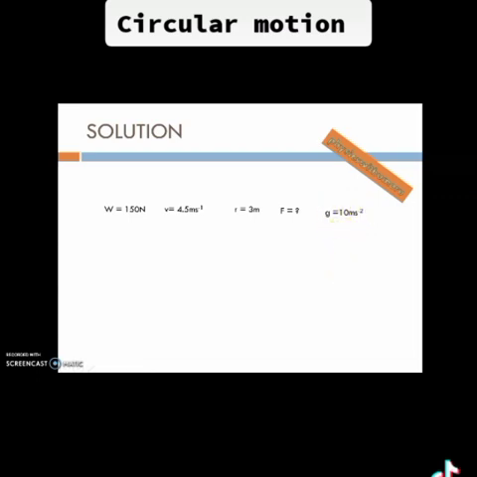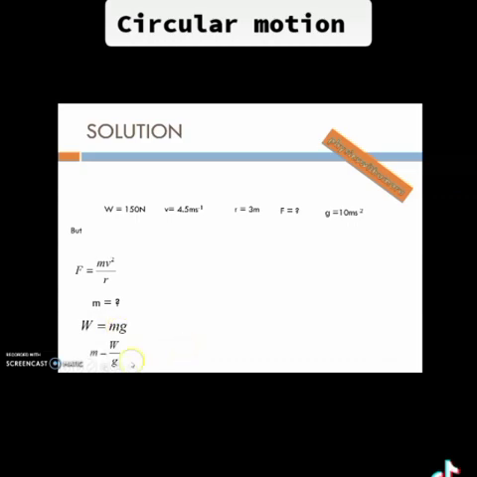So using the formula, F = mv²/r, where the m is yet to be found. From the parameters given, we don't have mass, so we have to use the relationship between weight and mass. We have to change this weight to mass. We have the relationship that weight is equal to mass times acceleration due to gravity.